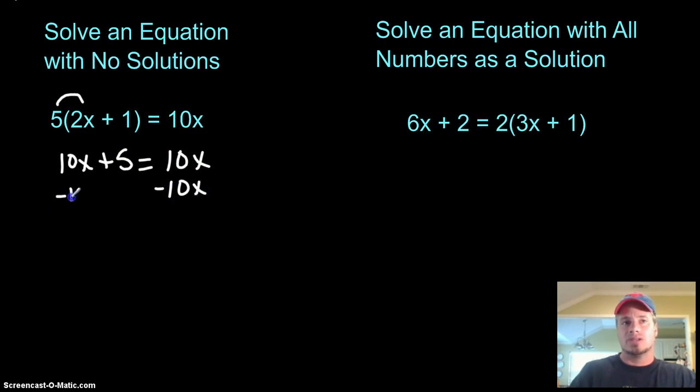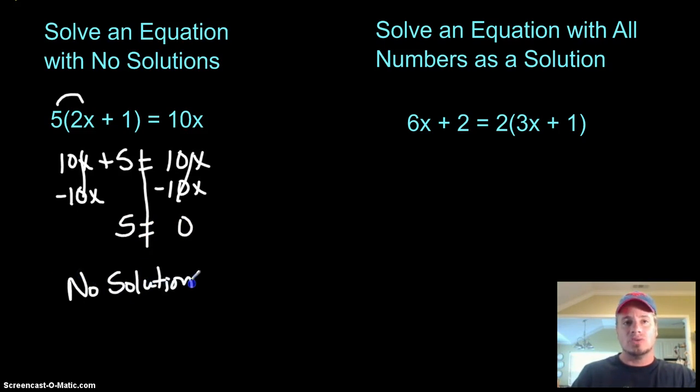Subtract 10x from both sides. Okay, well, what happens? That equals what? 0. That equals 0. What do I have left over here? Okay, I've got something like 5 equals 0, which doesn't make sense. This can never happen. Okay, so when we have an equation like this, where we get down to here and this is not true, we know 5 does not equal 0, we would say this equation has no solution. There's not a single number that would make this equation true.